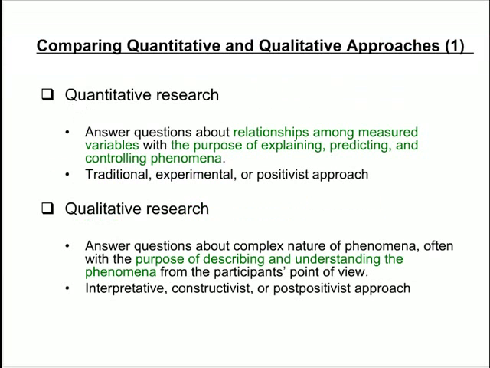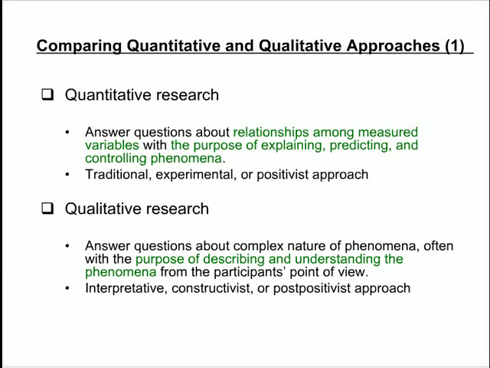As the term suggests, quantitative involves quantities. Therefore, measurement is made with numbers. So we might reduce somebody's understanding of a particular area to their score on a test of that topic. Qualitative measurements, on the other hand, tend to involve words. Here we are summing up our measurement with a description, a narrative of some sort. Also, quantitative research tries to answer questions typically with the purpose of explaining, predicting, and controlling phenomena. Whereas qualitative research tries to answer questions about the complex nature of phenomena, often with the purpose of describing and understanding the phenomena from the participant's point of view. And as you will gather from reading the textbook, there are definitely different philosophical points of view associated with each of these two research methodologies.